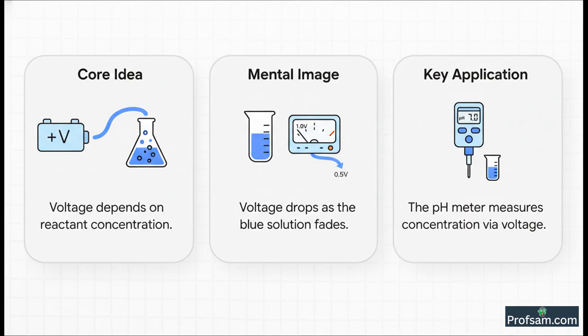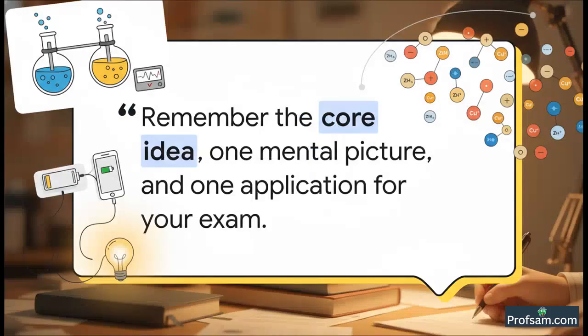Second, the mental image. Think of that blue copper sulfate solution fading as the battery is used and the voltage dropping along with it. And third, the key application. The pH meter, which uses this very principle to measure concentration by simply reading a voltage. If you can just hold on to these three things, the core idea, that one mental picture, and that one application, then I assure you the Nernst equation will feel much, much lighter in your exam. Keep studying, and I am sure you will do very well.